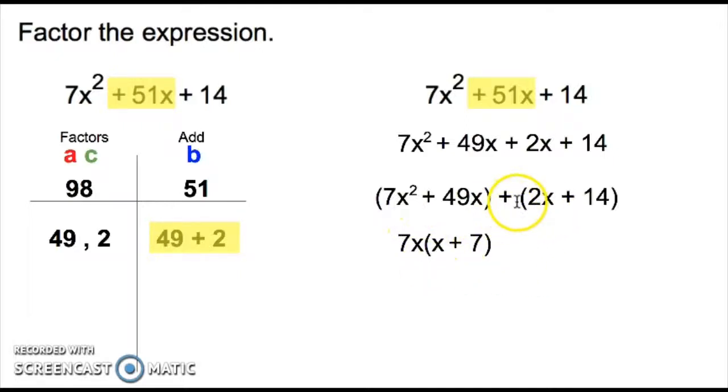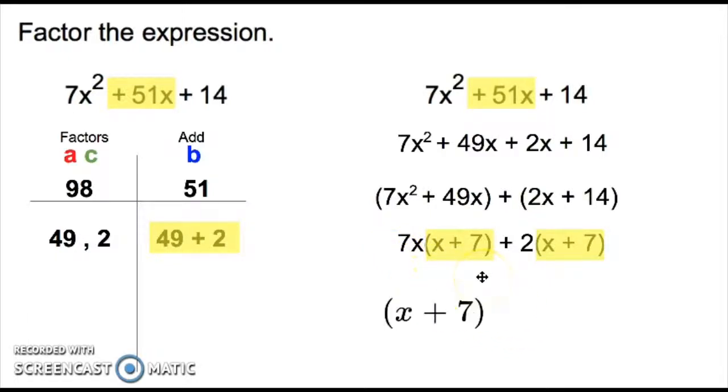Okay, now I'm going to factor out the GCF from the second pair. I can divide both of these by 2, so my GCF is 2. So divide 2x by 2, I have x. Divide 14 by 2, I get 7. Now notice how they both have x plus 7s. They should both be the same. If this and this are different, that means you factored out wrong or did something else wrong in your solving. So now, since those two are the same, that is the GCF in each term.